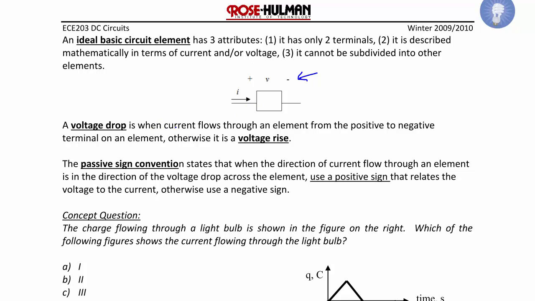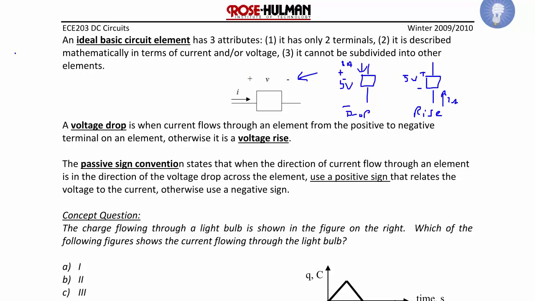A voltage drop is when a current flows through an element from the positive to negative terminal on an element. Otherwise, it is a voltage rise. Here are some examples of voltage drops. If I have a 5-volt source and the current is 2 amps and it flows from the positive to the negative terminal, that is a voltage drop. If I have a 5-volt element and the current flows 2 amps from the negative to the positive, that is a voltage rise.